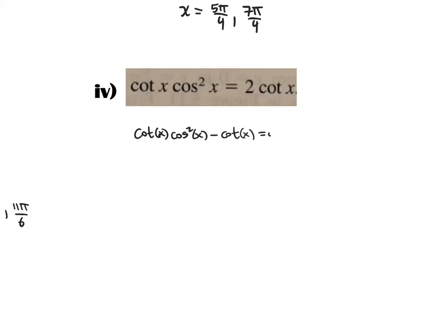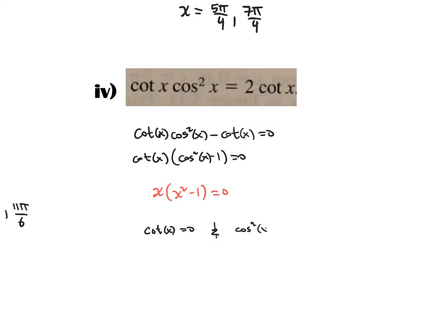And when you get in a situation like this, it's really smart to factor out a cotangent, cosine squared x minus 1. And now I can use the zero product property, similarly to how I would have done something like this, right? I would have set x equal to 0 and x squared minus 1 equal to 0. So I'm going to set cotangent of x equal to 0, and I'm also going to set cosine squared x minus 1 equal to 0.